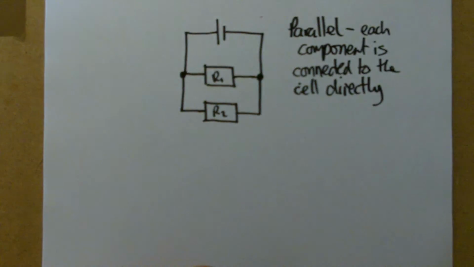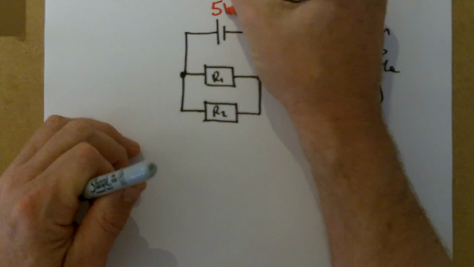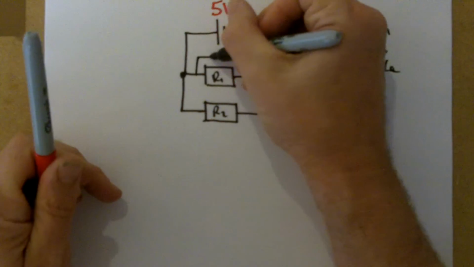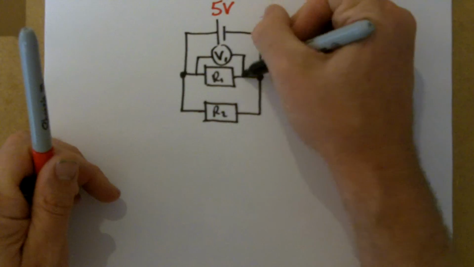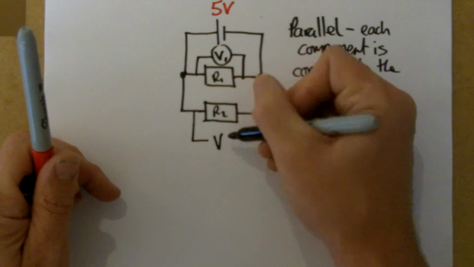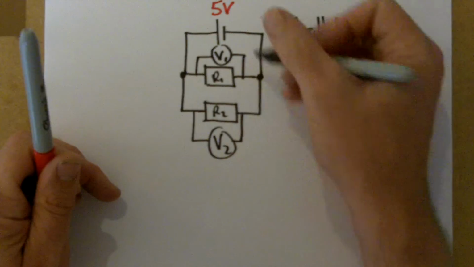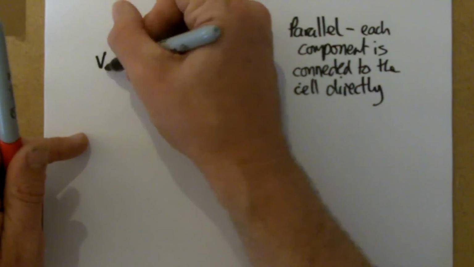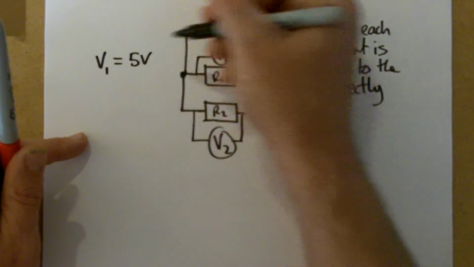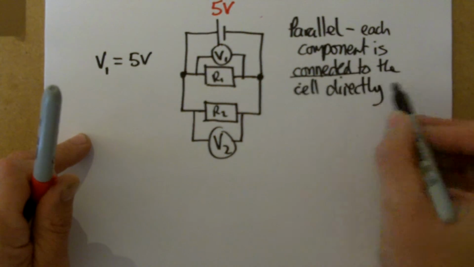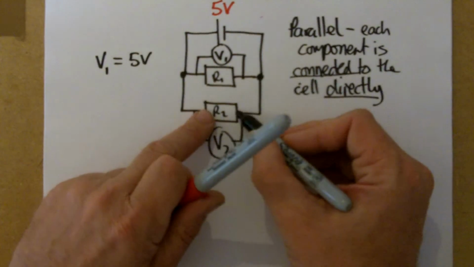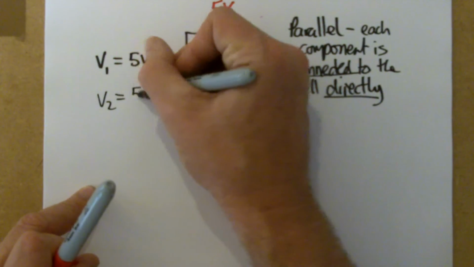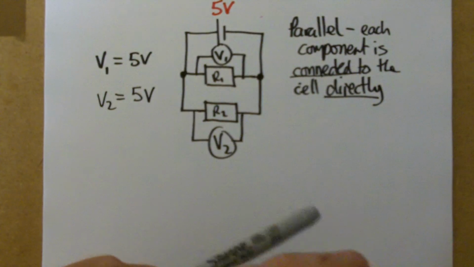So if the cell has a voltage of say 5 volts, then because this resistor is connected, did I say voltage? I meant PD. If this resistor is connected directly to this power supply, then the reading on V1 is 5 volts because it's connected directly to the cell. And same for R2, it's connected to the ends of the cell, so V2 is also 5 volts.